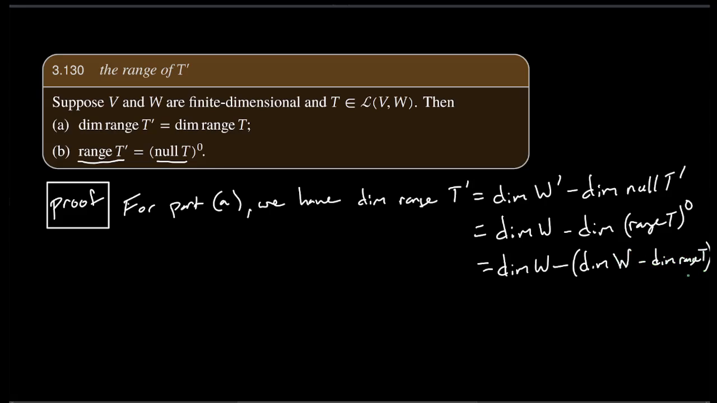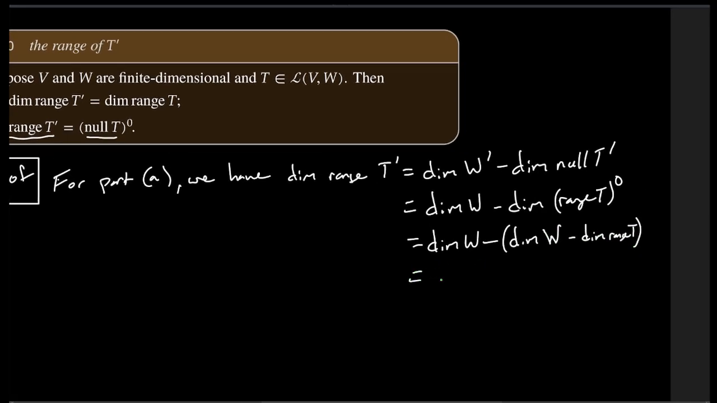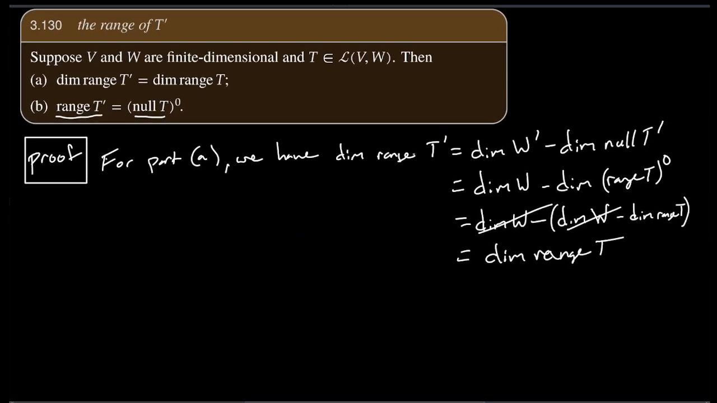But hey, wouldn't you know it? This just gives me the dimension of the range of T, since you've got dim W minus dim W, and you turn this minus over here into a plus when you carry it on through. Oh, would you look at that? We've got the dimension of the range of T prime equal to the dimension of the range of T. Oh, that's a terrible A in my writing of range. Okay, let's do part B.